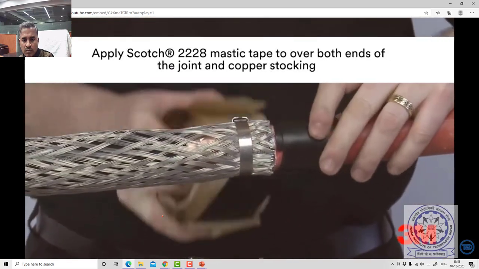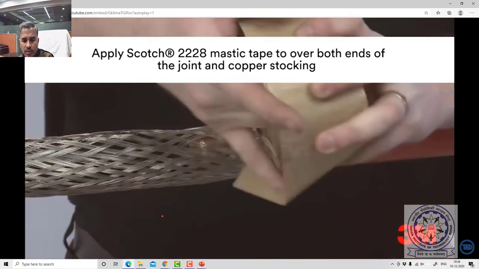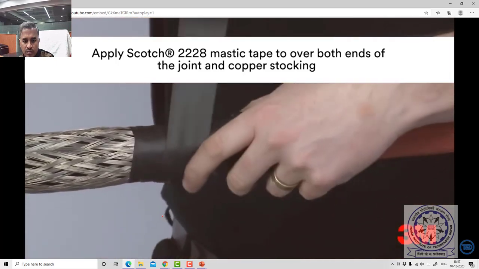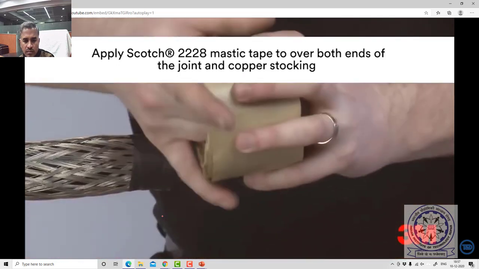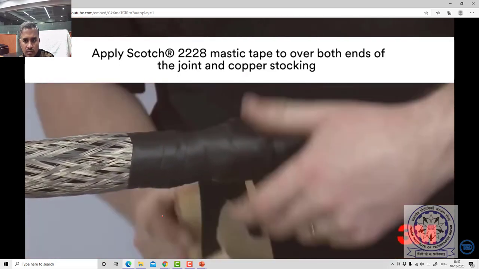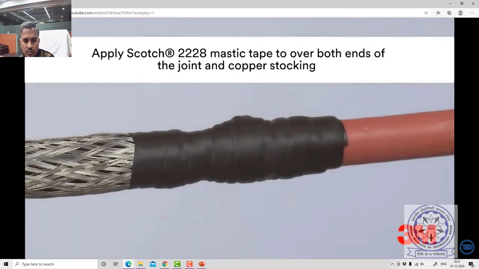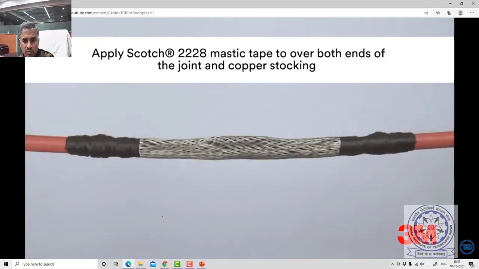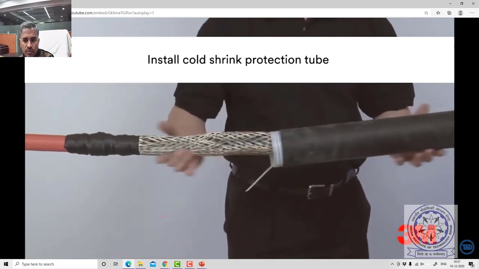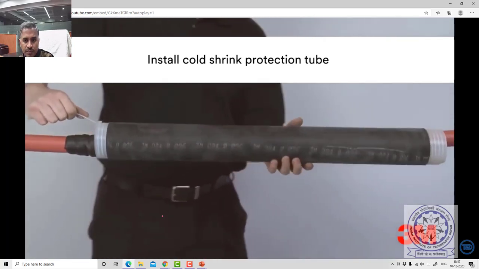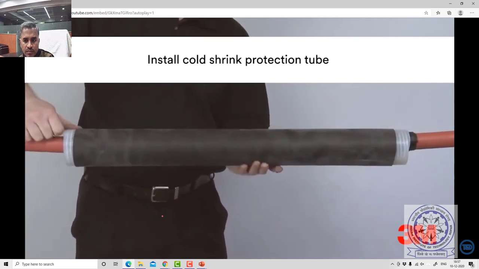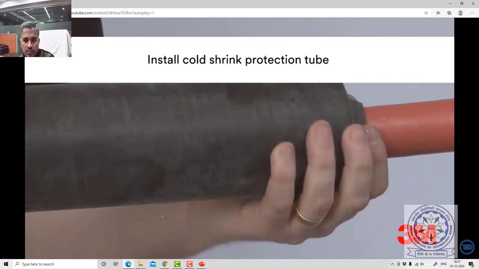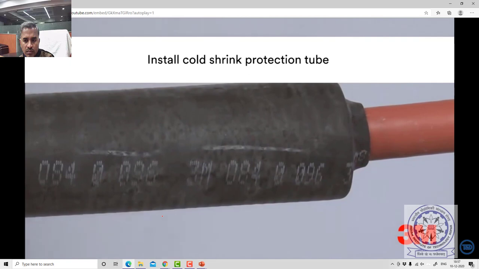Scotch 2228 tape is then applied onto the cable sheath and copper stocking at both ends. The cold shrink protection tube is then positioned over the joint. The claw is then removed by hand to install. The live memory action of the specially formulated material shrinks the protection tube into position and ensures a constant radial pressure and seal.